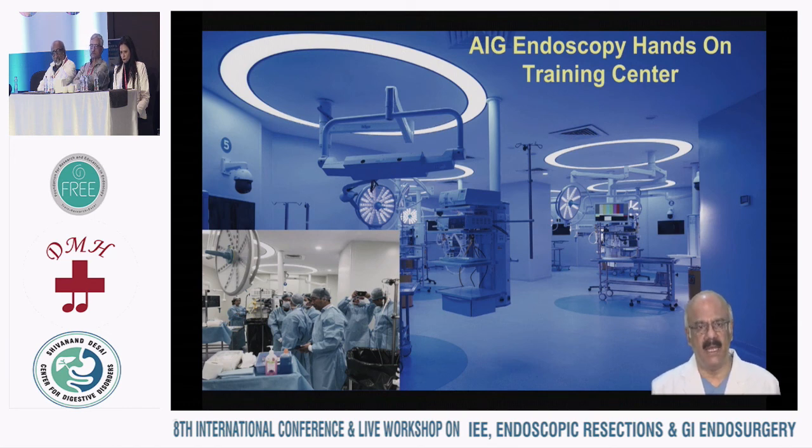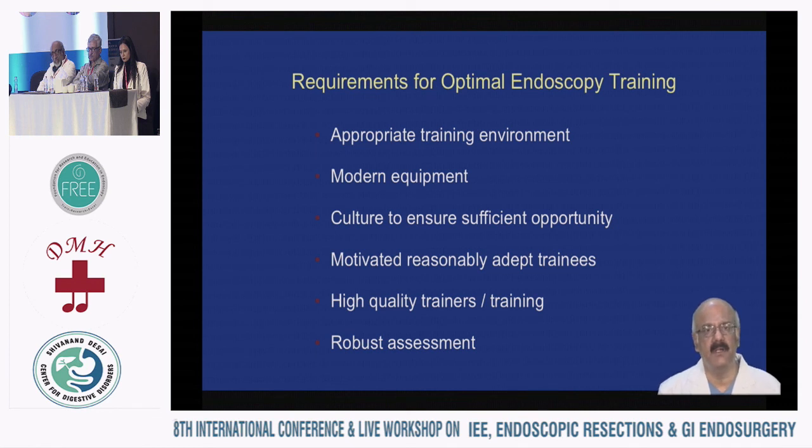What we also require is good endoscopy training centers, and again, like Amol has organized there, we also have the AIG Endoscopy Training Center with 7 stations, which is fully equipped, and this is where we find we can give the best possible training to our trainees, because they are in an optimum atmosphere, they have everything that's available, and of course, it is done in a very conducive manner. This is important, because for optimal endoscopic training, you require not only an appropriate training environment and modern equipment, so you require a lot of support from the industry, which helpfully is coming in. Of course, culture to ensure sufficient opportunity, very motivated trainees, high quality trainers and robust assessment.